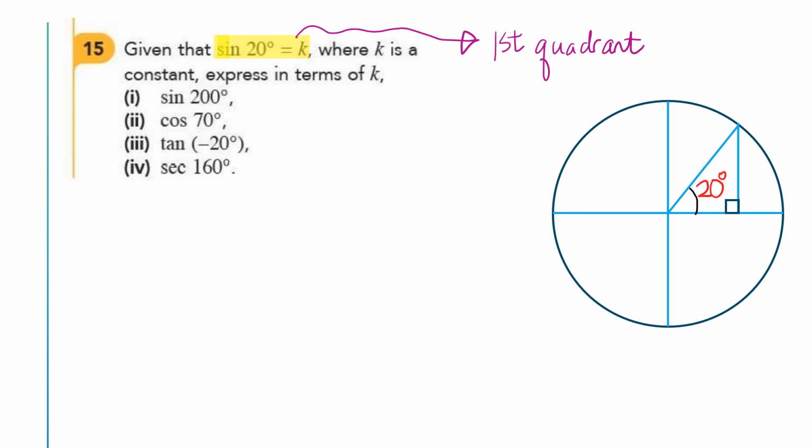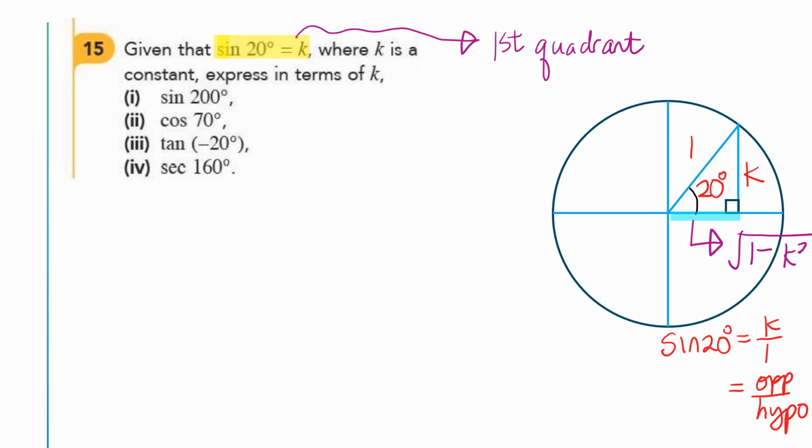Okay, before we do that, let's label your opposite and your hypotenuse and your adjacent side for your sine 20. All right, so use Pythagoras theorem. That will be square root 1 squared minus k squared. So that gives you square root 1 minus k squared. Okay, so let's look at part 1 now. Sine 200.